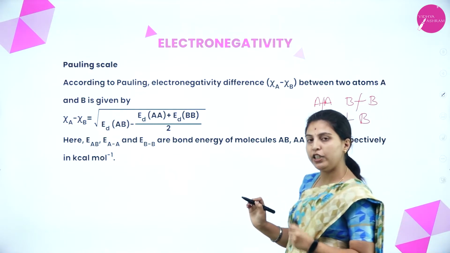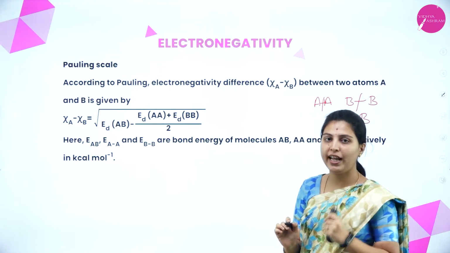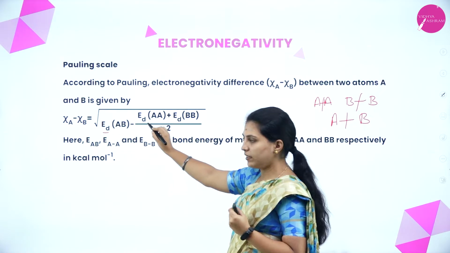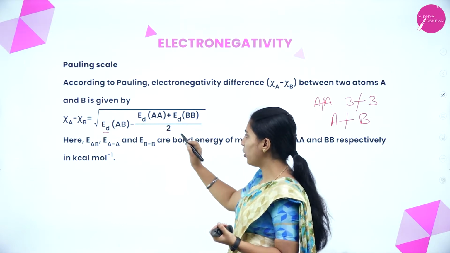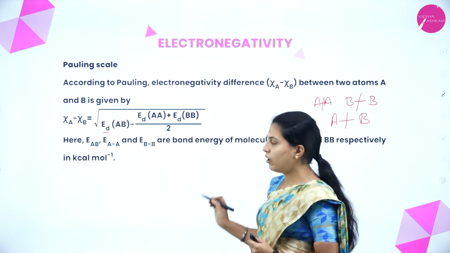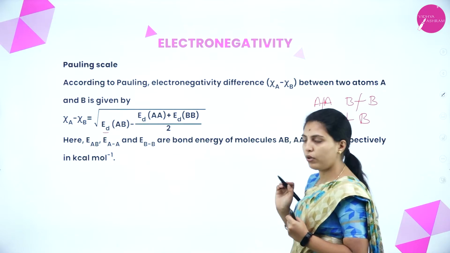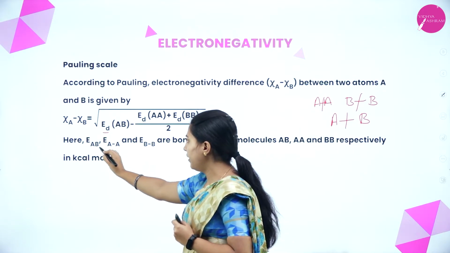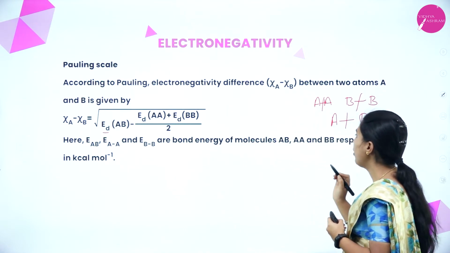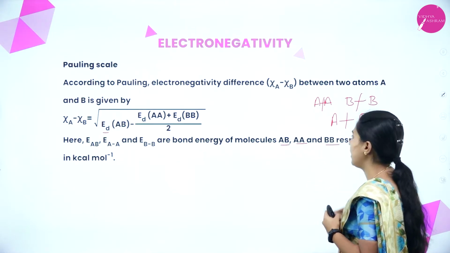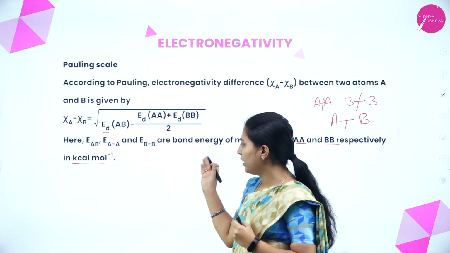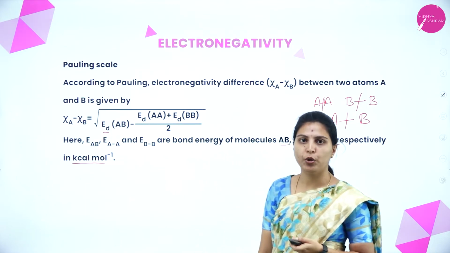For every breaking, you need some energy, that is dissociation energy, which will be represented by ED. Overall, it is the root of the dissociation energy of the AA molecule plus the BB molecule, divided by 2. This is how the Pauling scale works. Here EAB, EAA and EBB are the bond energies of molecules AB, AA, BB respectively. That will be in kilocalories per mole. The unit of the scale is kilocalories per mole.